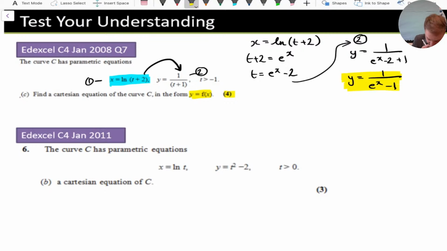Find the Cartesian equation for this one. Now this one here doesn't say that it wants it in y is equal to, so you can either make the left hand side equal to or the right hand side equal to, just because we've been doing the left hand side one. So this one here is equation 1, this one here is equation 2.